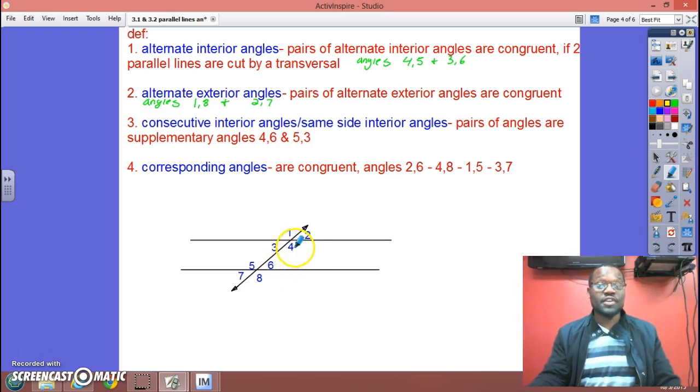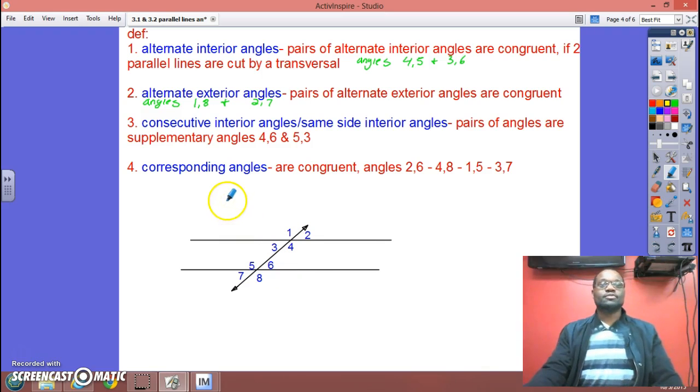What do you need to know about them? Are they congruent? No. They are supplementary. What do we know about supplementary? Pause. Yes, they equal 180. So 4 and 6 and 3 and 5 are supplementary angles. They add up together to be 180 degrees. So consecutive angles is important to know. Consecutive, you know what that means, back to back, right after one another.